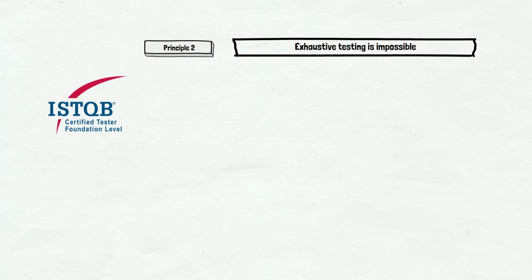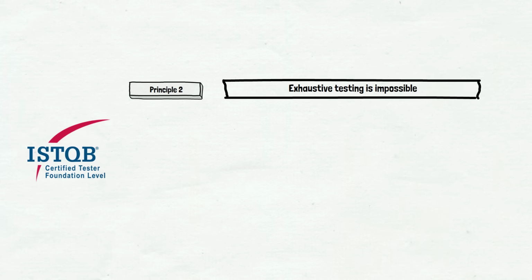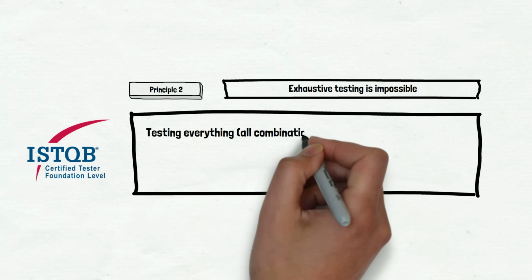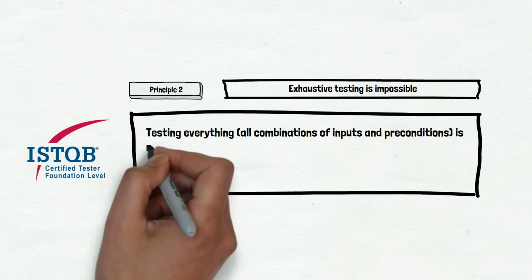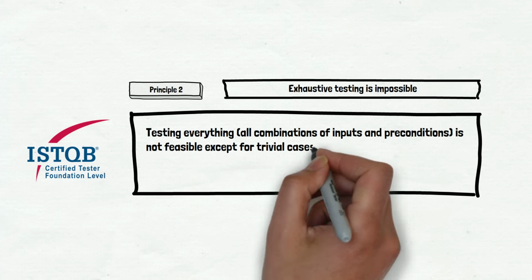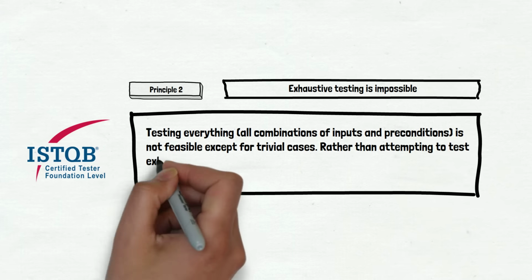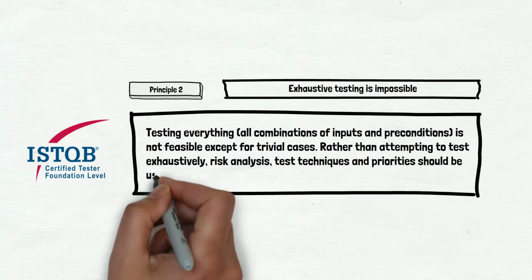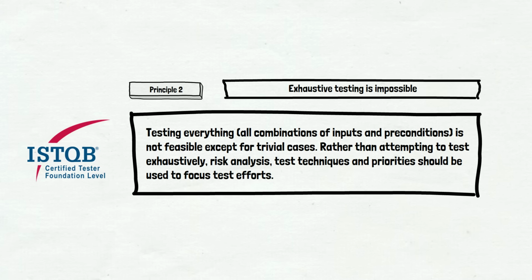Principle number 2. Exhaustive testing is impossible. According to the ISTQB, it means testing everything, all combinations of inputs and preconditions, is not feasible except for trivial cases. Rather than attempting to test exhaustively, risk analysis, test techniques, and priorities should be used to focus test efforts.